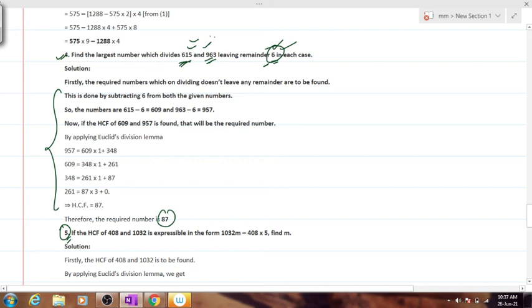Sir, while applying Euclid's division lemma, we have to show the long division method aside? No. You just apply Euclid's lemma. See, Euclid's division lemma is this only: a equals bq plus r. Sir, everything needs to be represented in this form. Yeah, I understand showing the value.